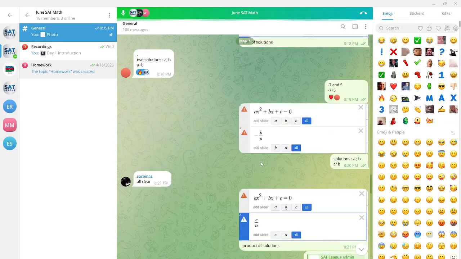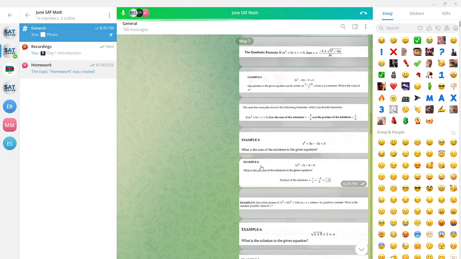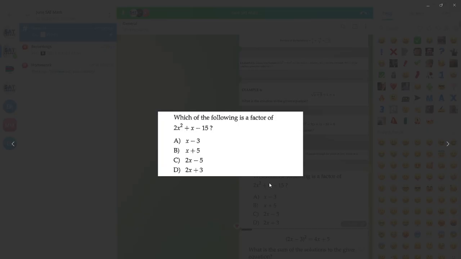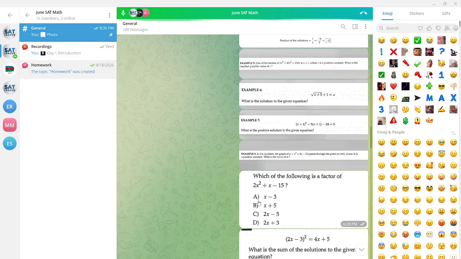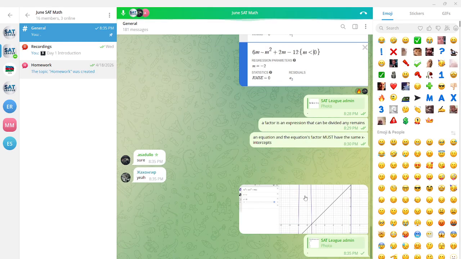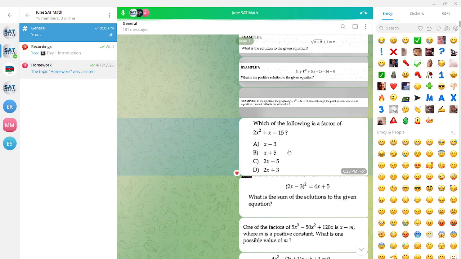Now let's see some more such examples, some harder ones if possible. Which of the following is a factor of this equation? We need to find that equation's factor. How do we find it? We can use our mind and solve for them, but that just wastes time. Or we could see which one of these has the same x-intercept as the equation.